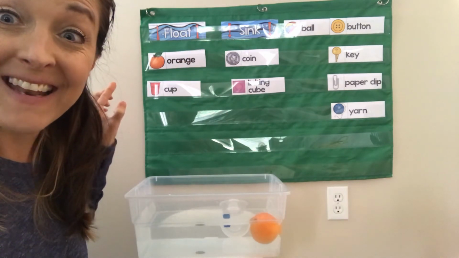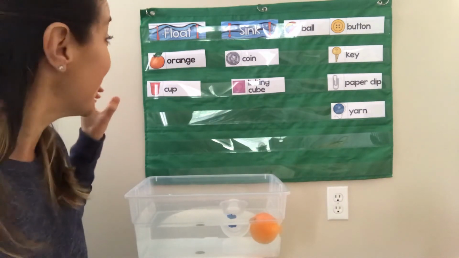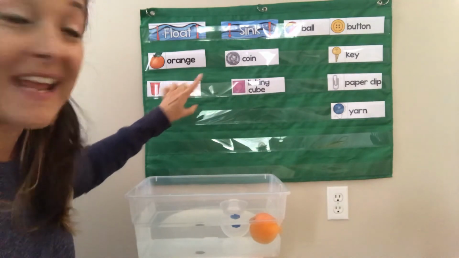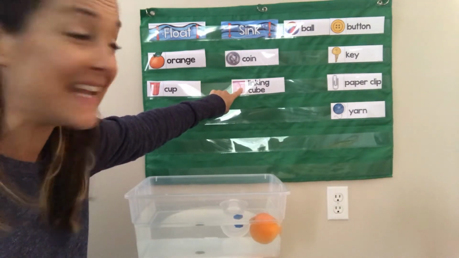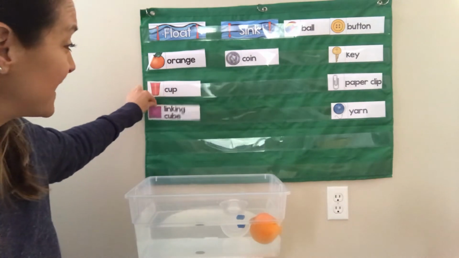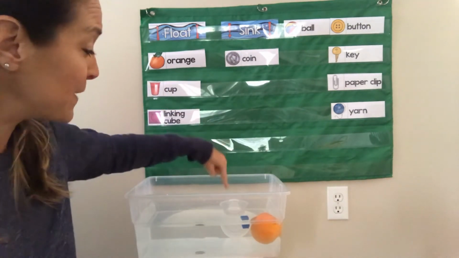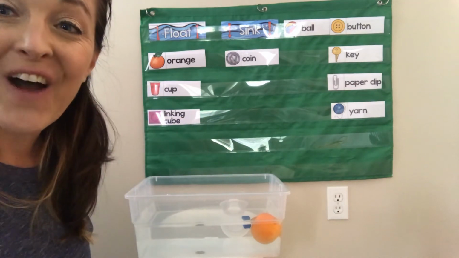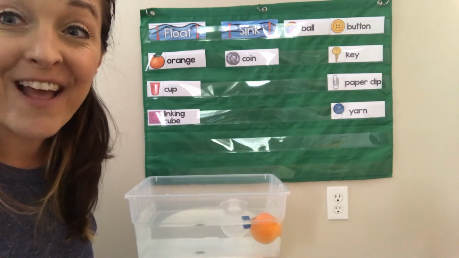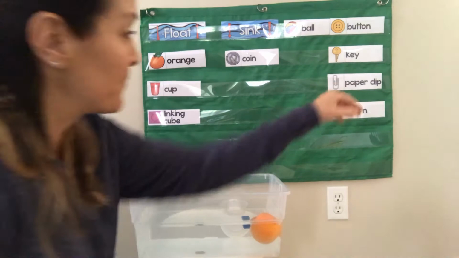What's it doing? It is floating. It's not sinking. We have to slide it over here. A cube can float at the top with the orange. Okay, are you ready for another one? Me too.